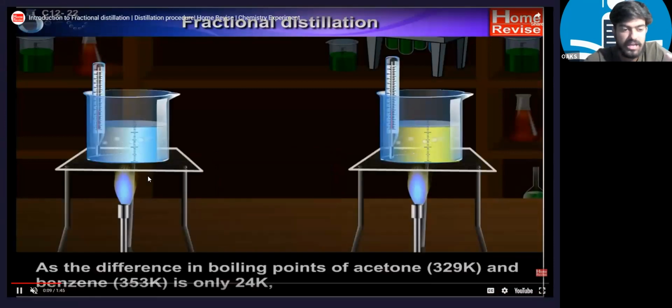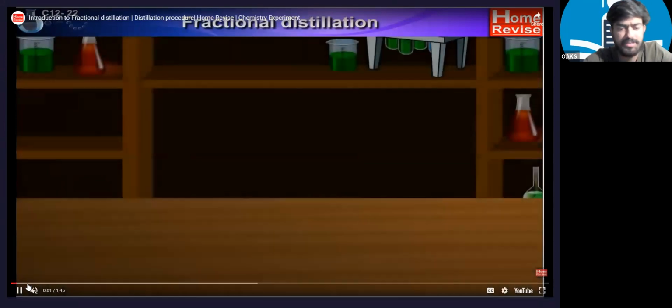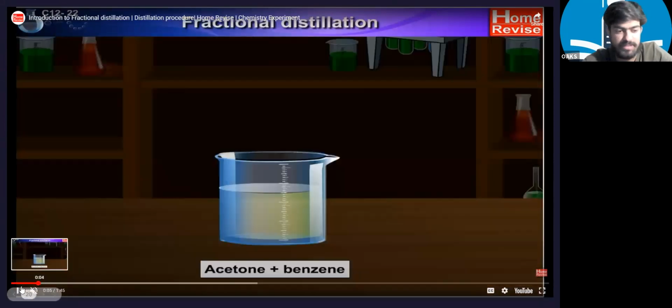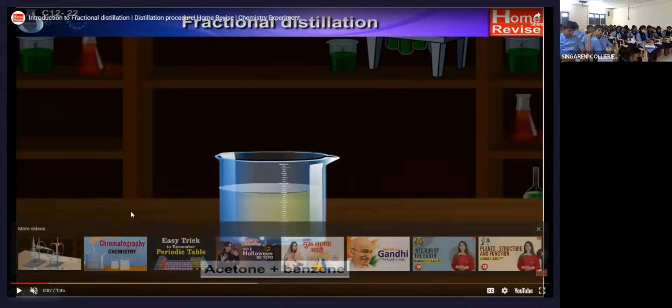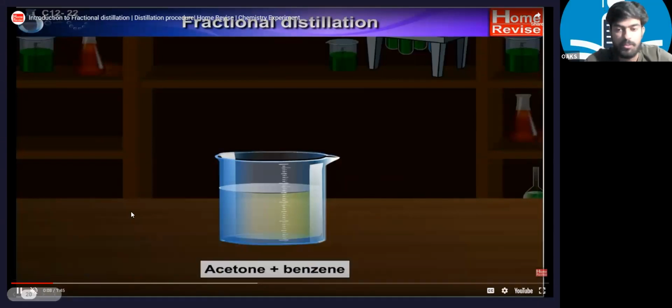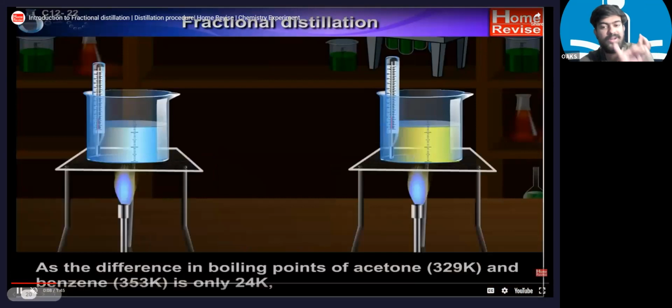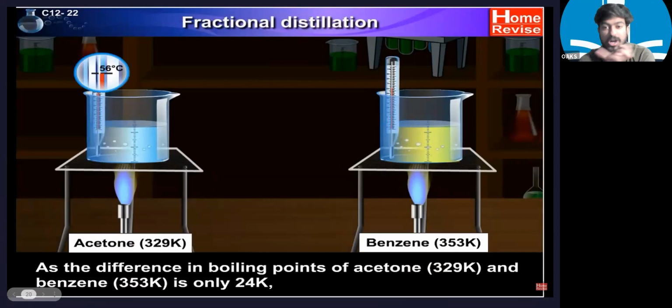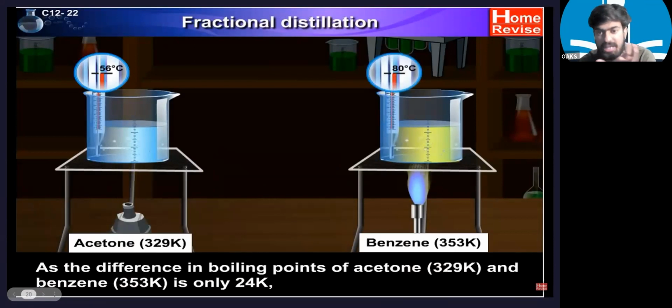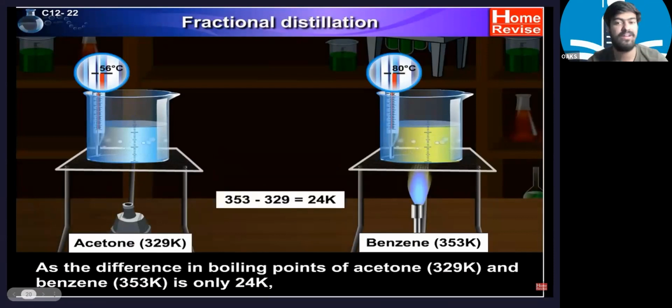Now see, what mixture are we taking? We are taking acetone and benzene. Yes or no? Now if I talk about their boiling points, the difference between the boiling points is just 24 Kelvin. Or we can say the difference between the boiling points of these particular liquids is just 24 degrees Celsius. Yes or no?